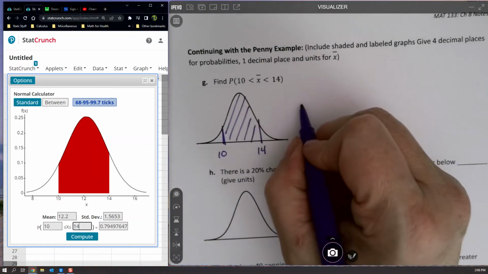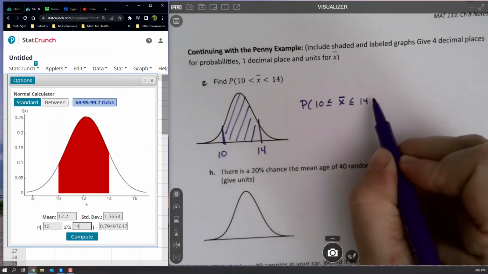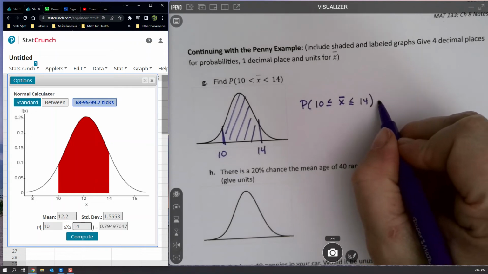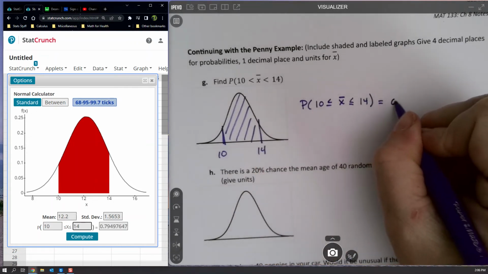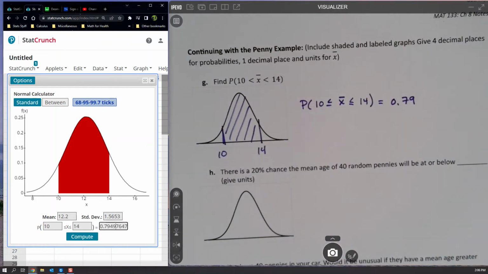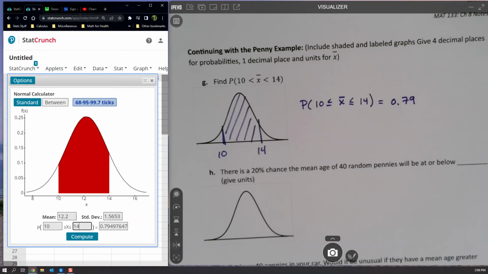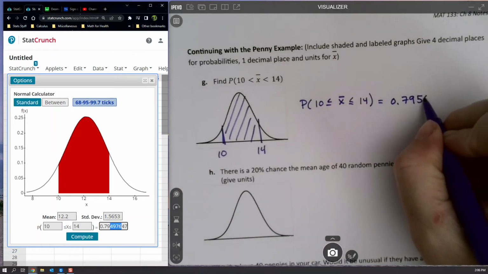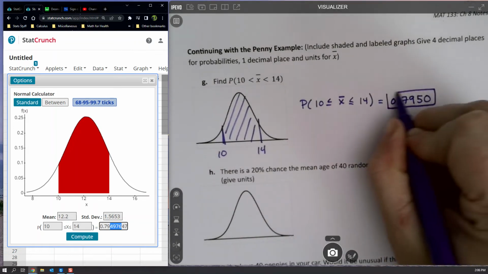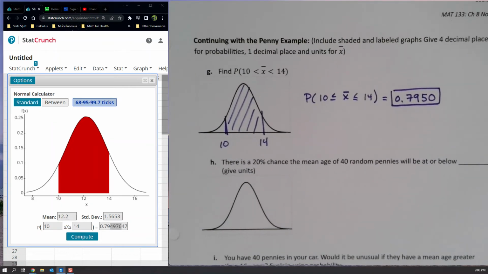So I will write it down. Probability that 10 is less than or equal to X bar, which is less than or equal to 14. I know it says X, but it's not really an X in this case, it's an X bar. It is 0.7950. That 7 would round up that 9, and that 9 would round up that 4. So it's actually 0.7950. That's the result. And it doesn't have units because it's a probability. Probability doesn't have units.